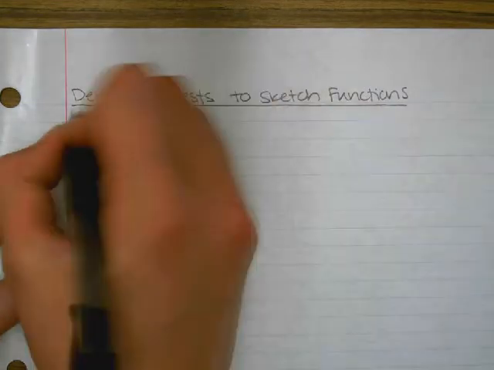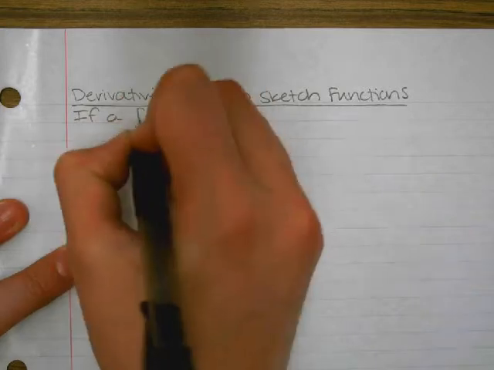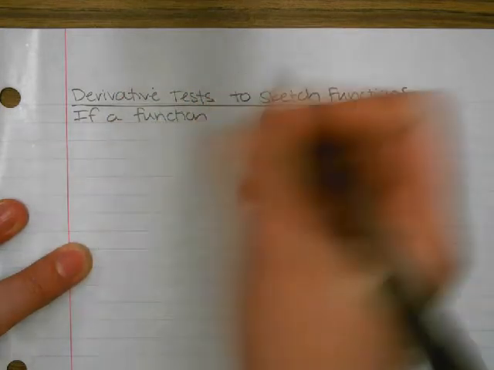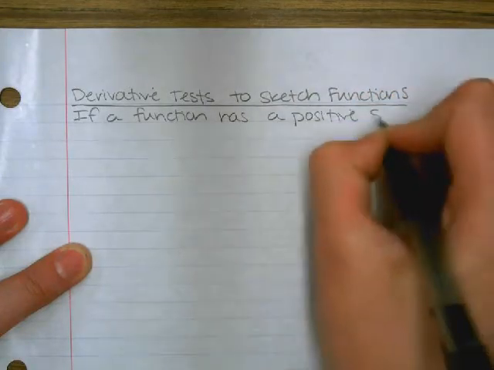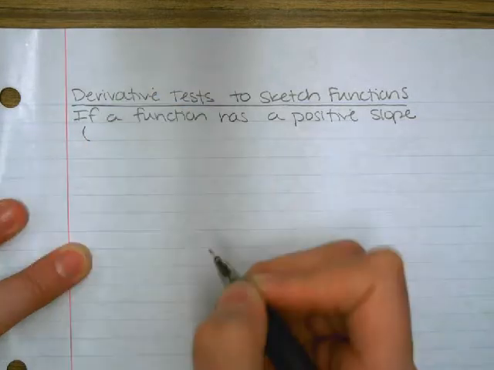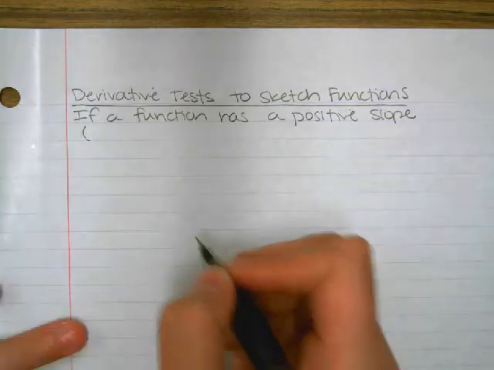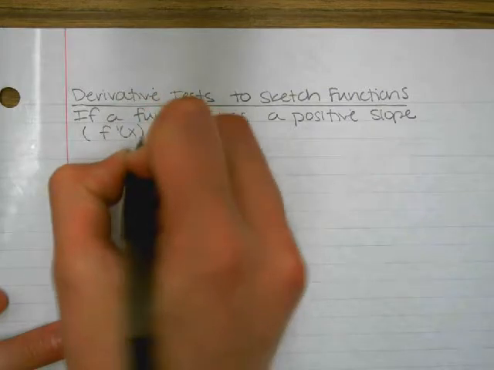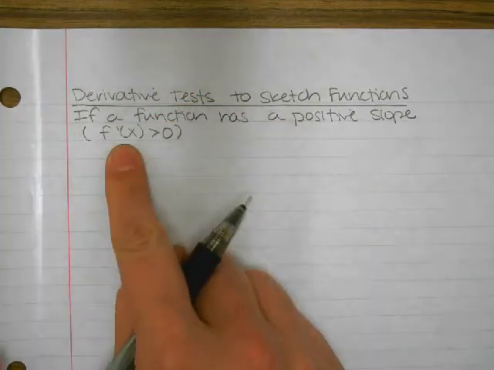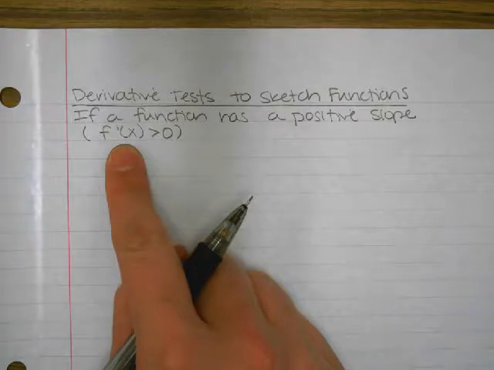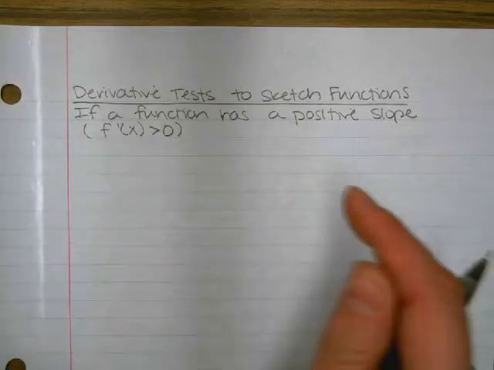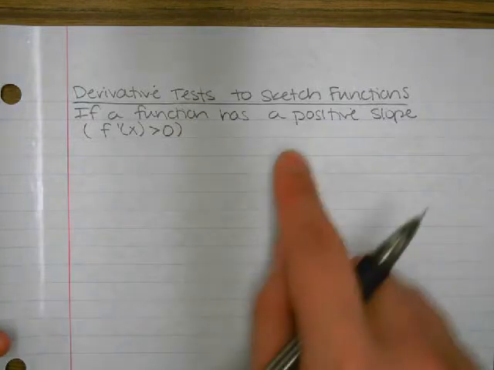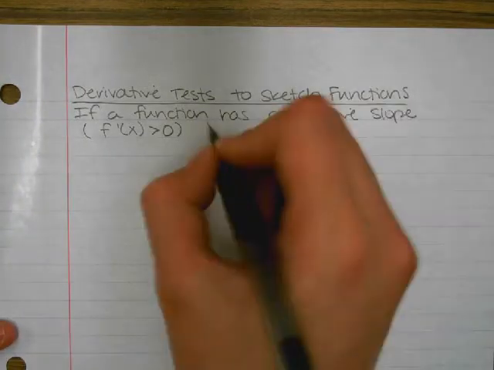So if a function has a positive slope, and a positive slope of a function would be located where the derivative is greater than 0. So if the derivative is the instantaneous rate of change, then this is saying that the derivative at individual points, so specific x values, if that derivative is positive for a section, like multiple x values in a row have a positive slope, that means that the function is increasing.